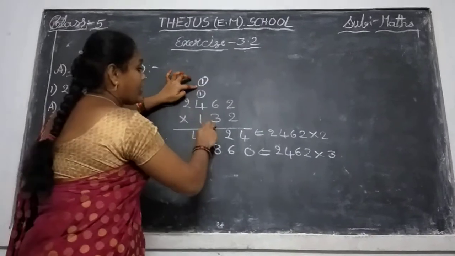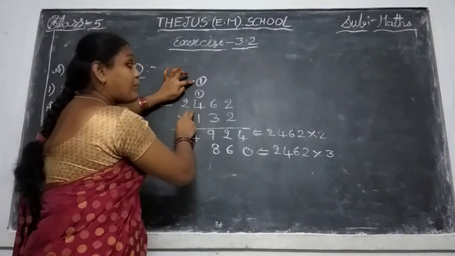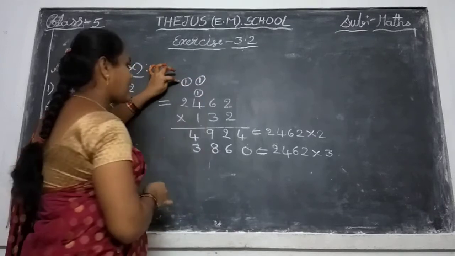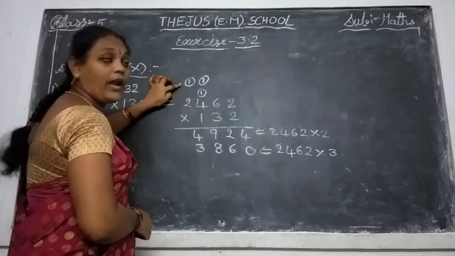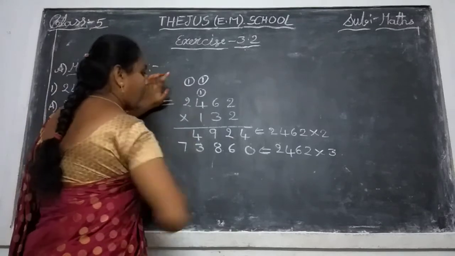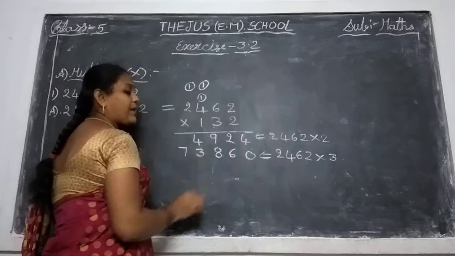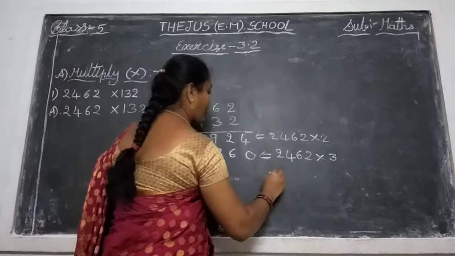Okay. Now 3 4's are 12. That 12 plus this 1 is 13. So 3 here, 1 in second place in the next line. 3 2's are 6. That 6 will be added to this 1, becomes 7. Okay children? So 1's place will be completed, 10's place will be completed. Now 100's place, 1 will be multiplied with the given number.